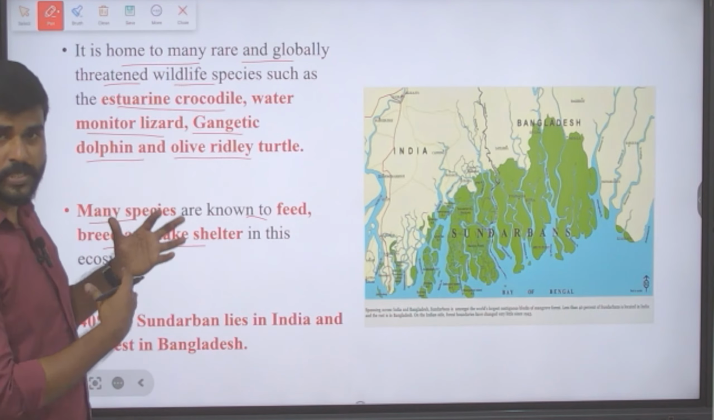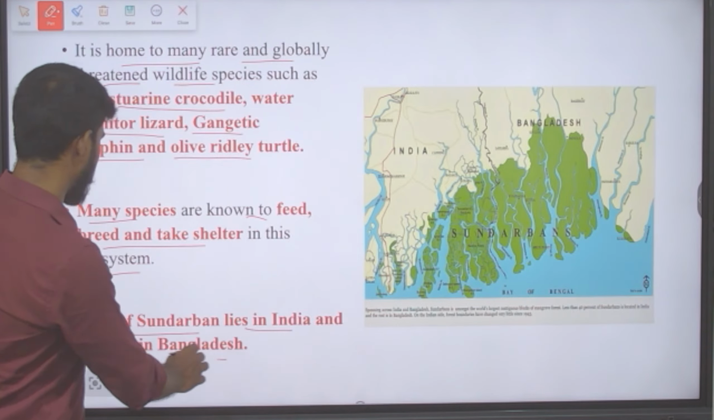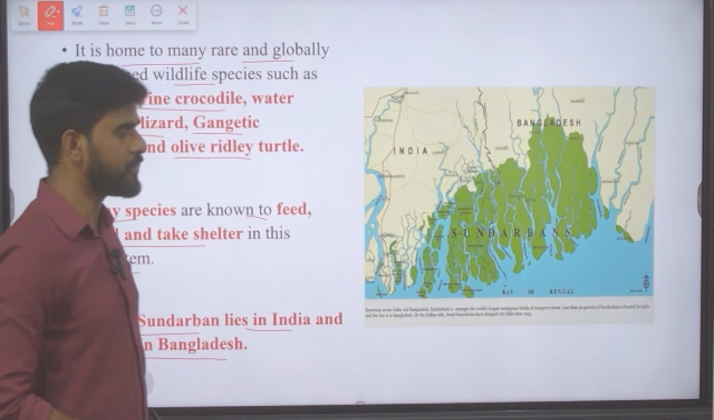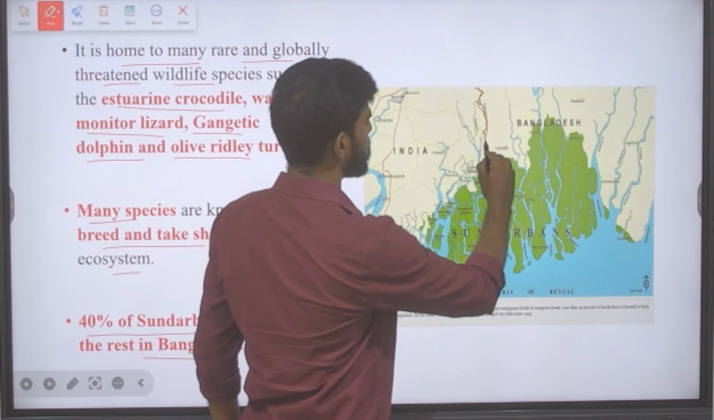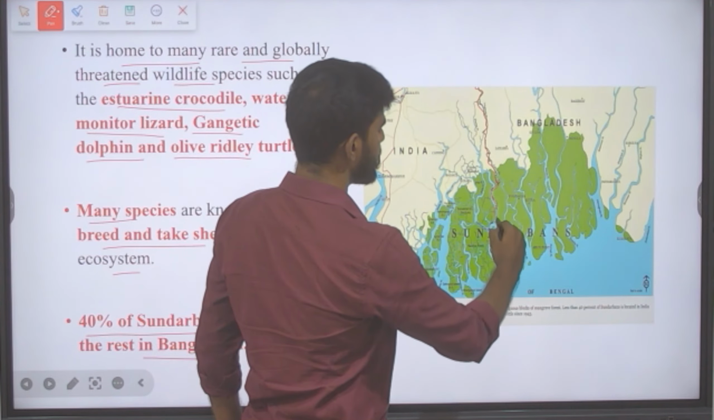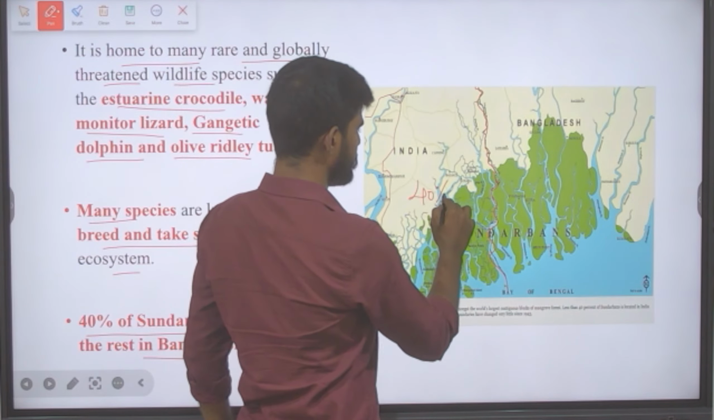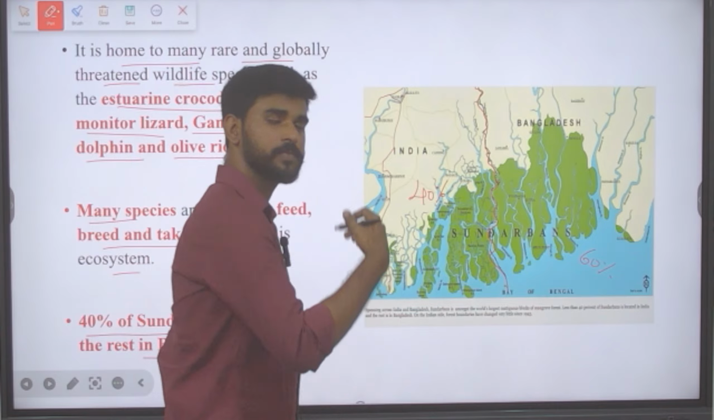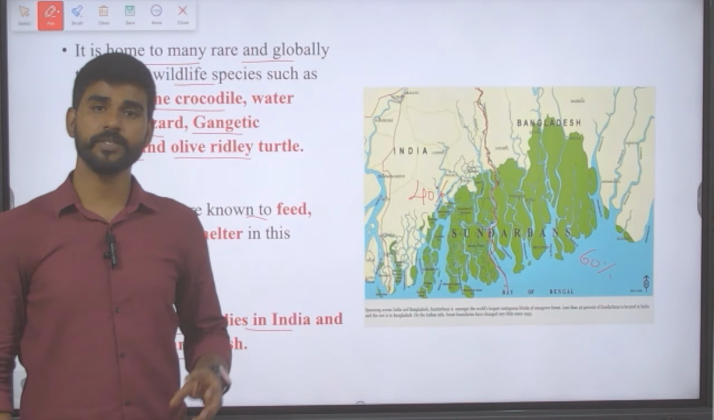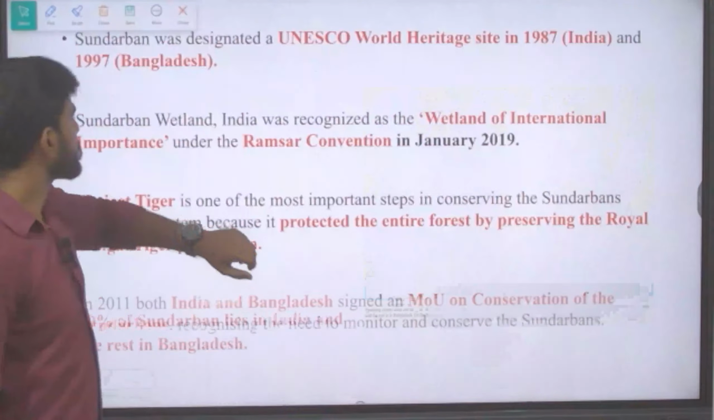Of the total Sundarbans, 40% lies in India and the rest 60% lies in Bangladesh. If you see here, this is the demarcation line between India and Bangladesh. So 40% lies this side and the rest 60% lies this side, Bangladesh side. These facts are also important from exam point of view.